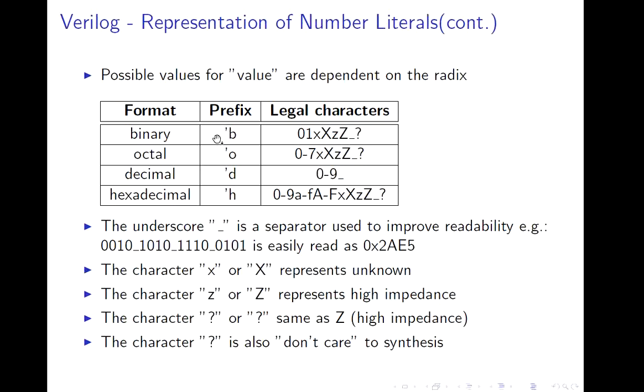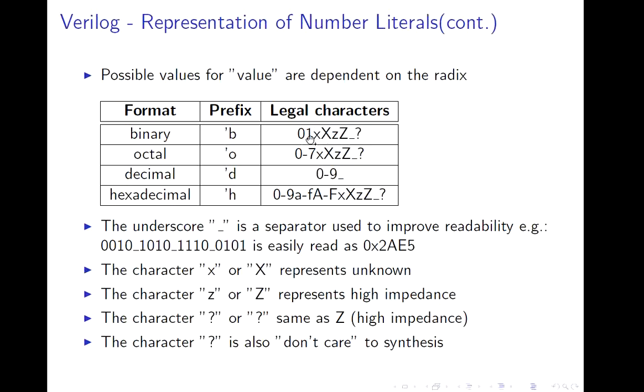We call it a tick: tick B, tick O, tick D, and tick H. And what could be the possible legal numbers I can write? I can mention any possible numbers. Of course, binary has two numbers, 0 and 1, but there I can also write X.